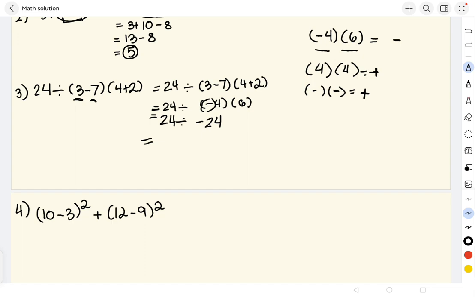So we have an equation here. So we get, 24 divided by negative 24 is equal to negative 1. So that is our answer.